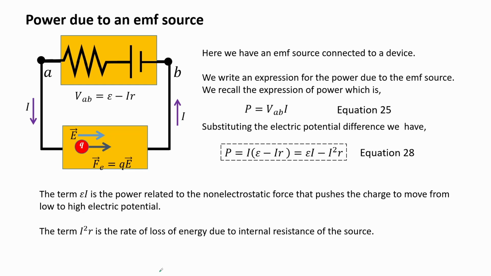Here we have an EMF source connected to a device. We write an expression for the power due to the EMF source. We recall the expression of power, which is given in equation 25. Substituting the electric potential difference, we have the power expression for an EMF source as shown in equation 28. The first term is the power related to the non-electrostatic force that pushes the charge to move from low to high electric potential. The second term is the rate of loss of energy due to internal resistance of the source.